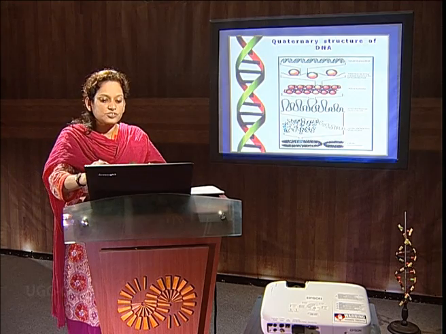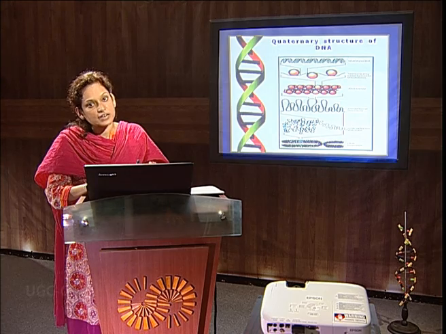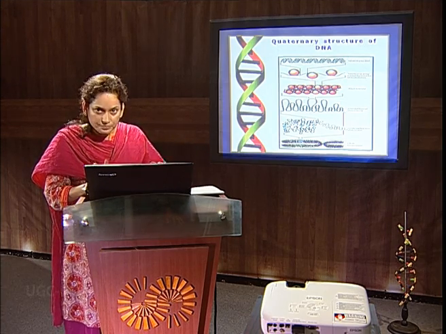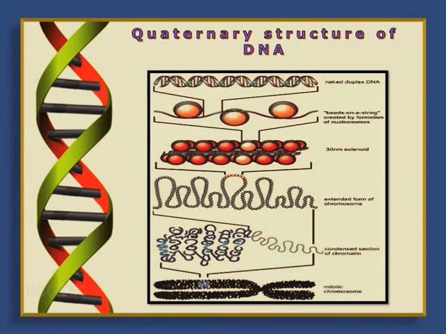Let us now see the quaternary structure. The quaternary structure of DNA represents another higher level order of structure of the DNA molecule. This represents the interaction which is taking place between DNA and protein during the formation of chromosome. That is how the nucleosome is getting folded to chromosome. So, this represents the quaternary structure of DNA.